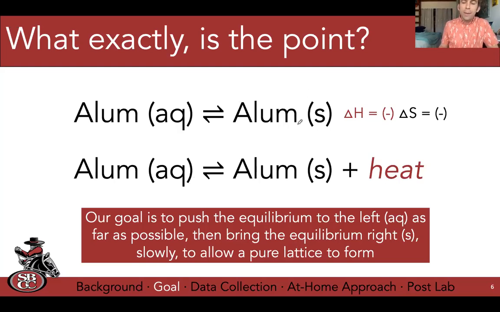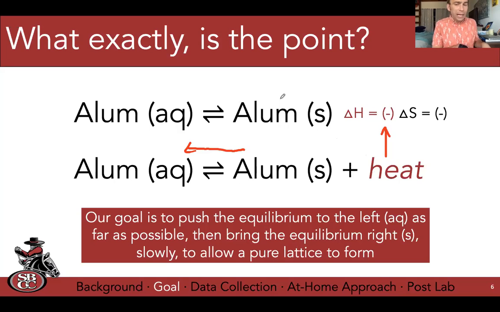And so when we think about Le Chatelier's principle, if we increase heat, then we are going to drive the equilibrium to the left, because heat is a product of the reaction as written. So when we increase the heat, we're driving the equilibrium towards solution, towards having the alum be in aqueous form. And then as the solution cools and we decrease heat, then we're going to move back towards the solid direction.